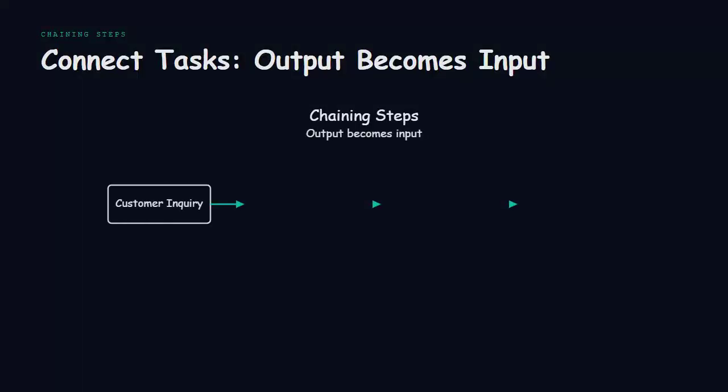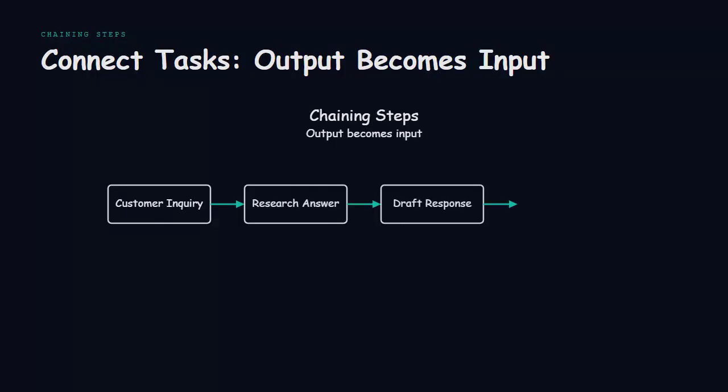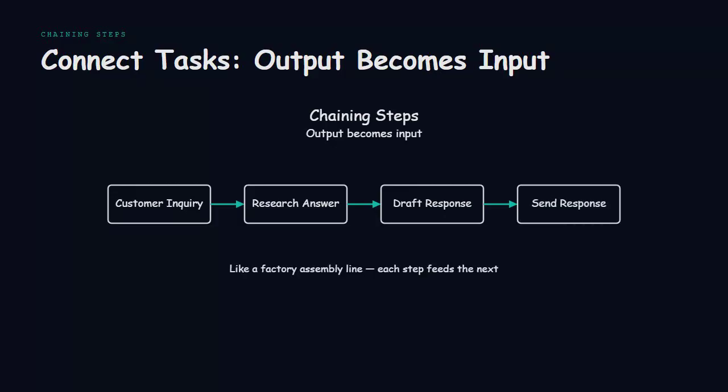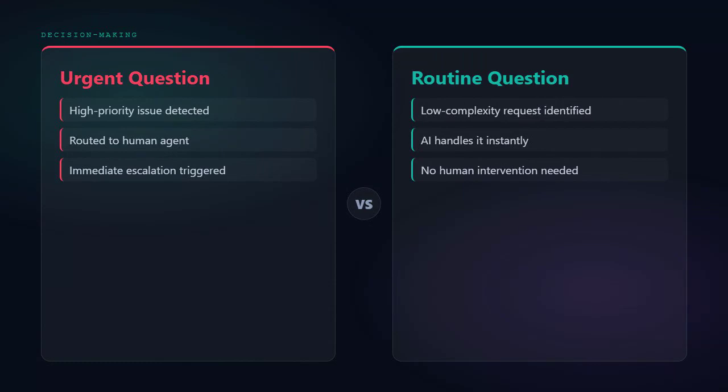You connect multiple tasks in sequence so the output of one step becomes the input for the next. A customer inquiry flows to research, then to draft response, then to sending. Each step feeds into the next like a factory assembly line. Third is decision making. The AI evaluates conditions and chooses which path to take based on what it finds. If a customer question is urgent, it escalates to a human. If it's routine, the AI resolves it on the spot.